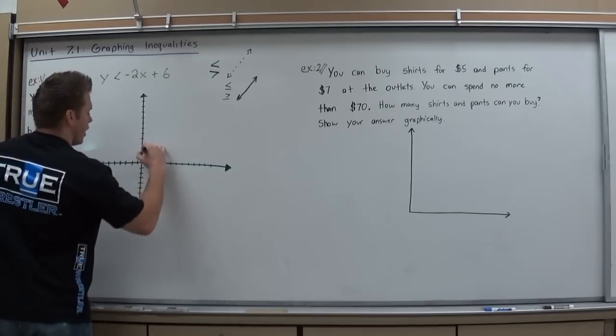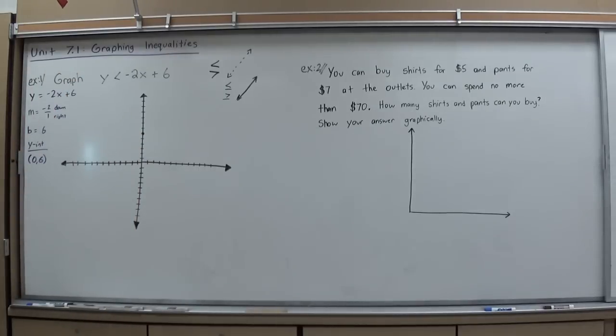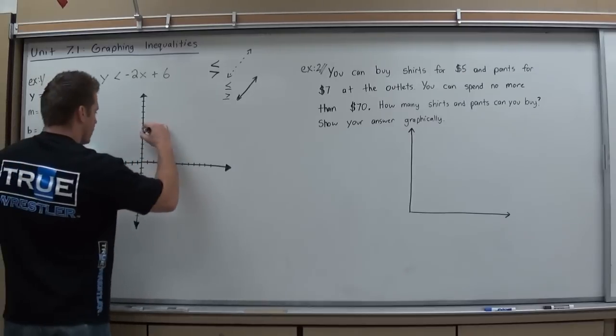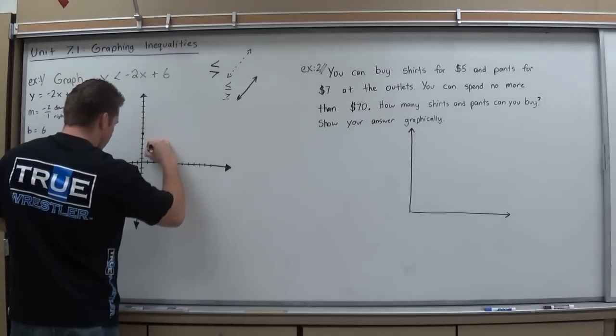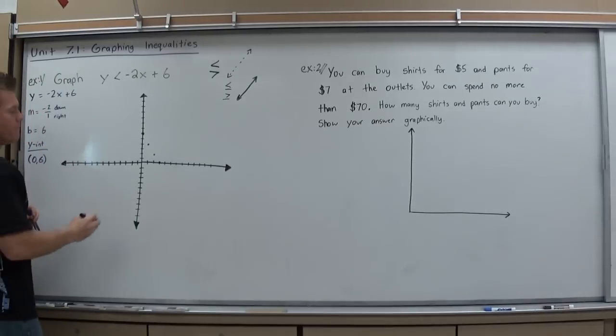The y-intercept of 6 goes up 1, 2, 3, 4, 5, and 6. Put my first point, and then move from that starting point by my slope: down 2, right 1. Down 2, right 1. Down 2, right 1. Until I get my line.